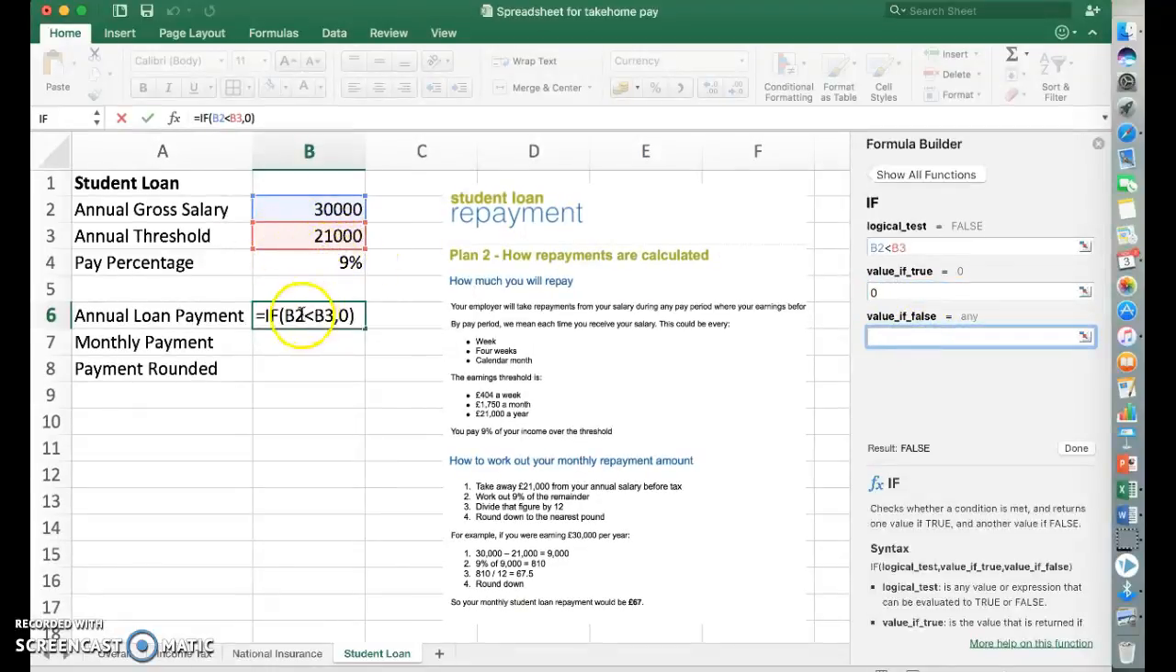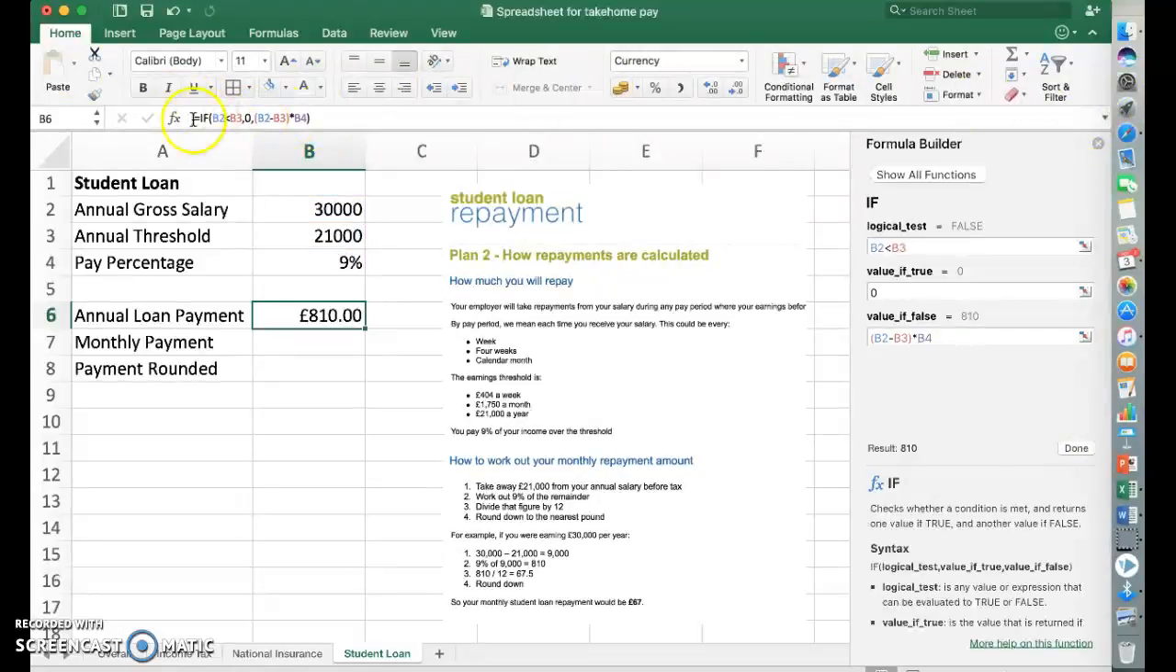If false, so the answer to that is not true, then we've got the amount over that. We need to work out the difference between the two and multiply by 9%. So let's do that here. Work out the difference between the two, that's B2 minus B3. You can see over here the 9,000. And we want to work out what 9% of that is, so you just multiply by the percentage. That's 810. You can click Done or the tick up in the corner here.